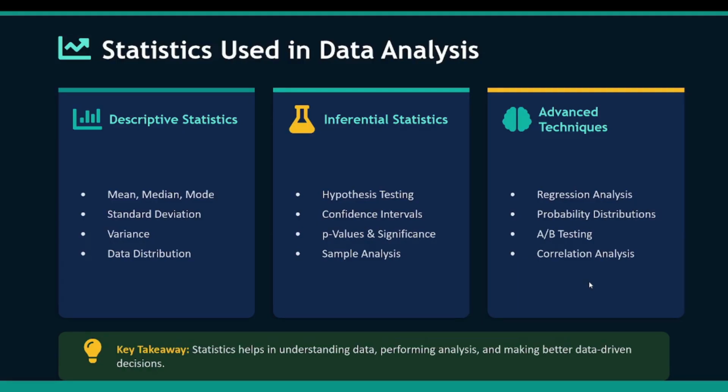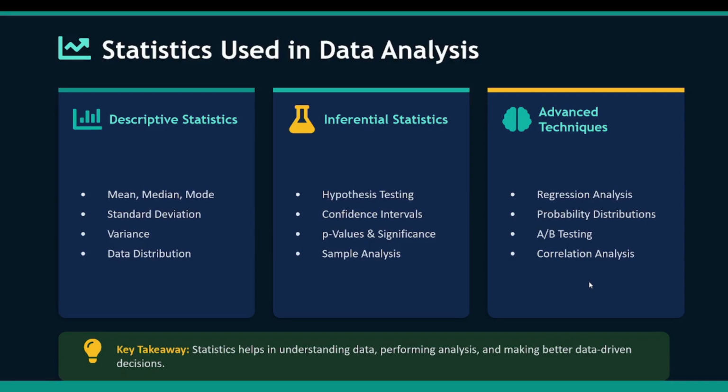The second category is inferential statistics. While descriptive statistics tells you what your data looks like, inferential statistics allows you to draw conclusions and make predictions that go beyond the data you have, by using a sample to make inferences about a larger population. Hypothesis testing is one of the most powerful tools here. It allows you to test whether a particular assumption or claim about your data is statistically valid or not. Confidence intervals give you a range within which the true population parameter is likely to fall with a specified level of certainty, for example, a 95% confidence interval.